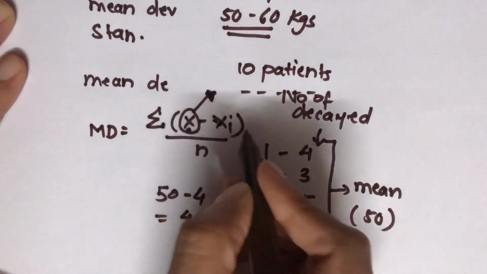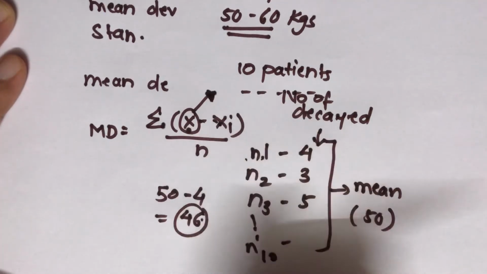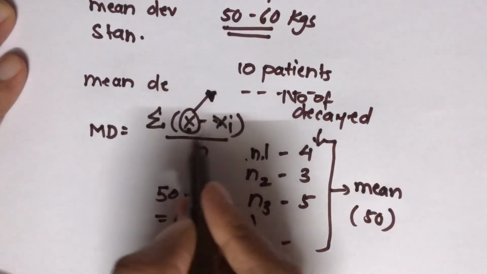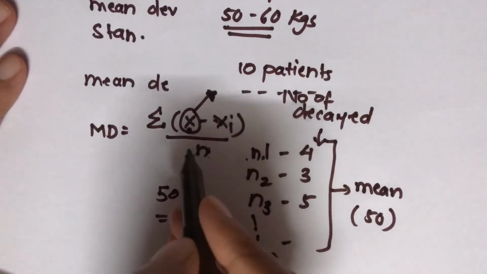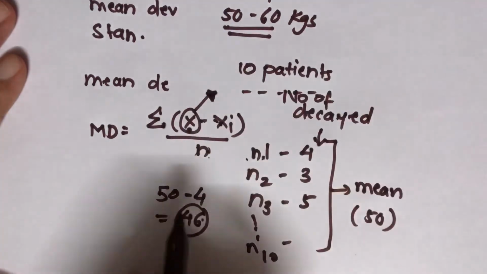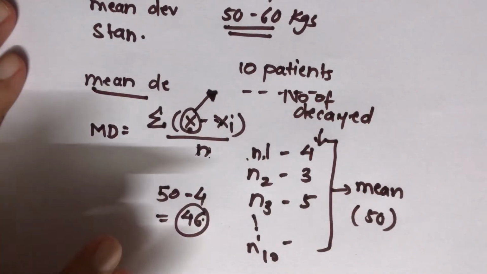So your xi for n1 is 46. Like that you're going to calculate for all the digits, and then you're going to do the sum of it upon the number of observations, that is how many patients you're doing that study on. So that is nothing but your mean deviation. But now this mean deviation has a major drawback.